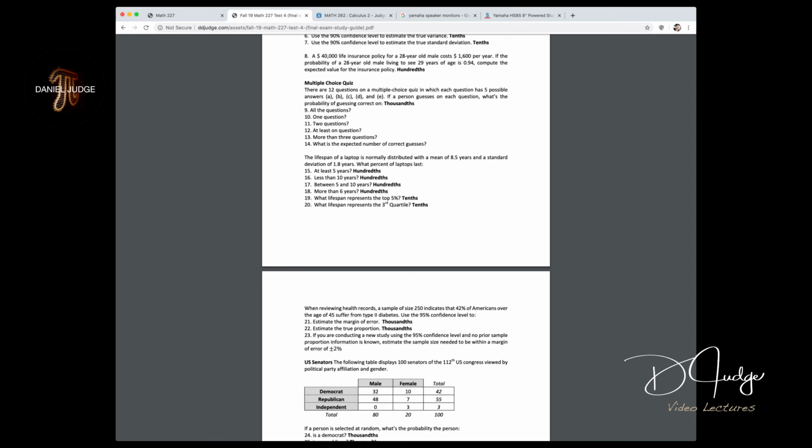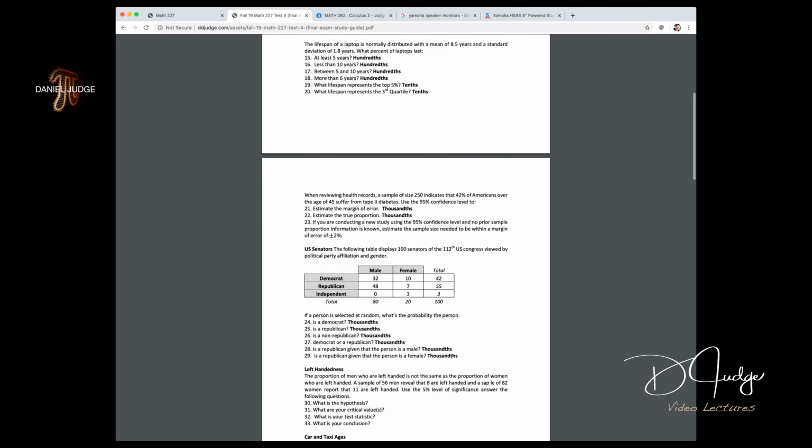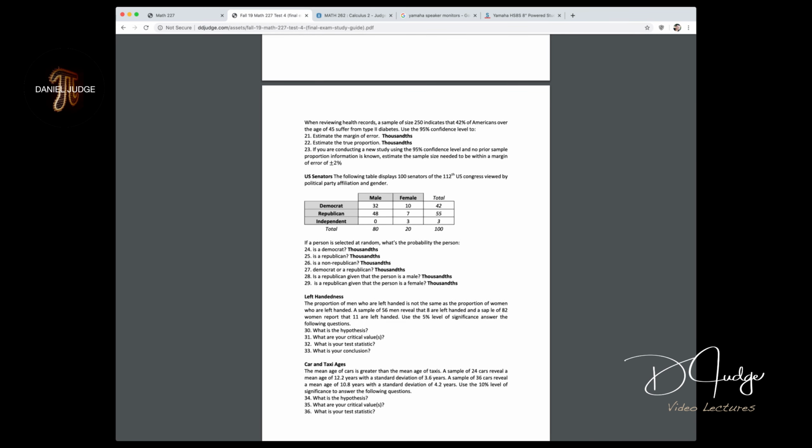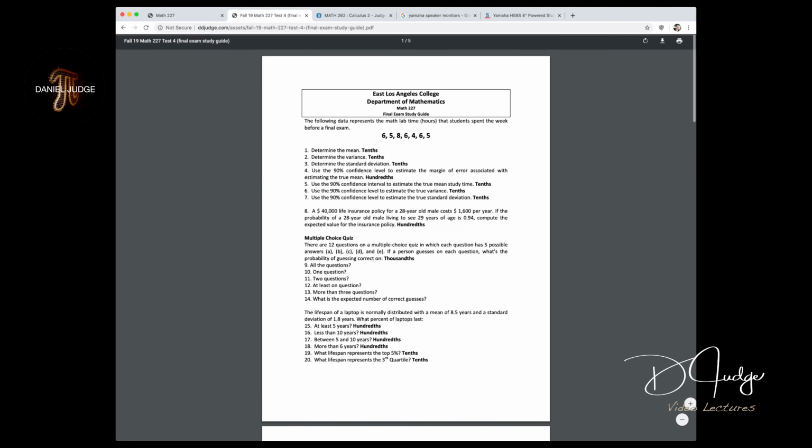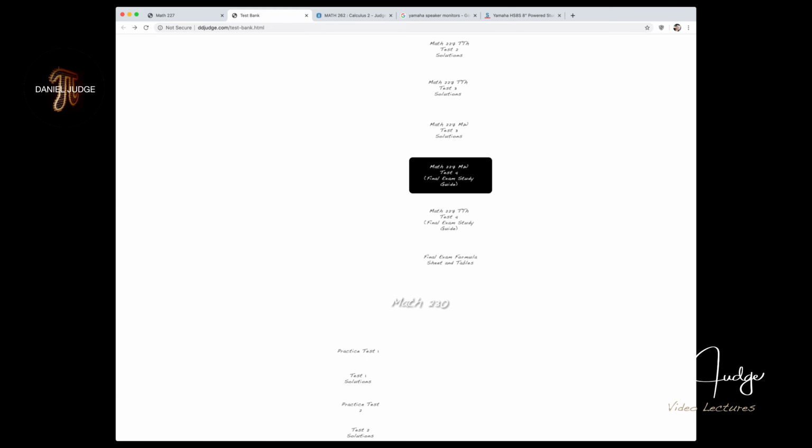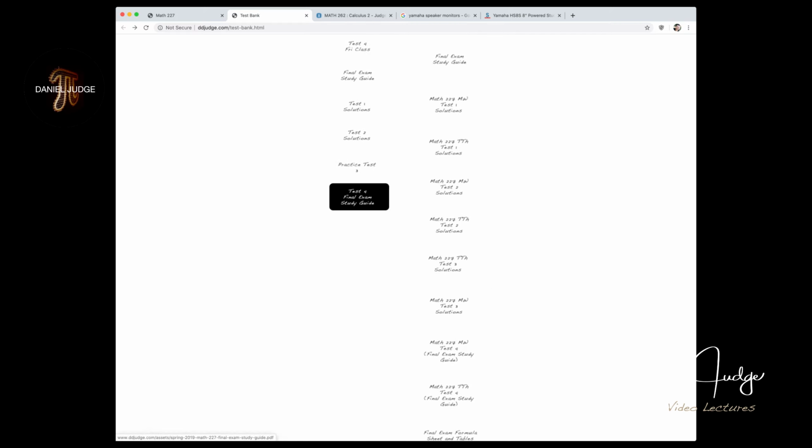Here's something kind of interesting. What is this? Lifespan. Yeah, this is kind of a weird one. Okay. Let's see. Let's look for a test 4.